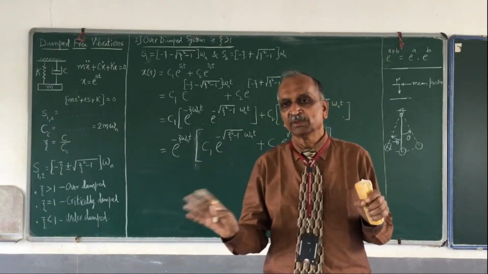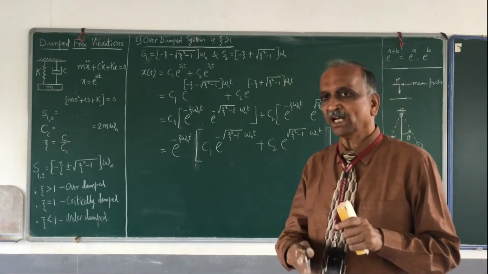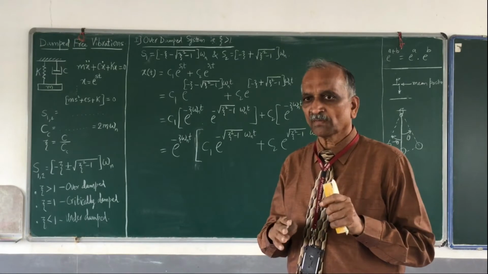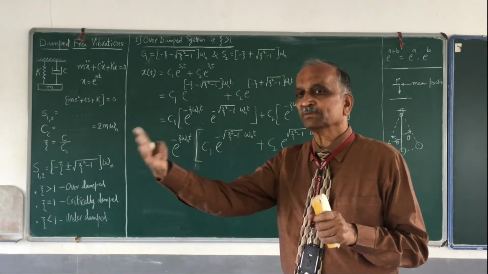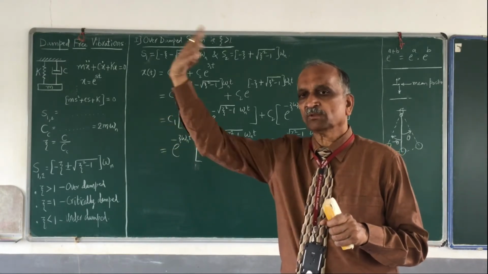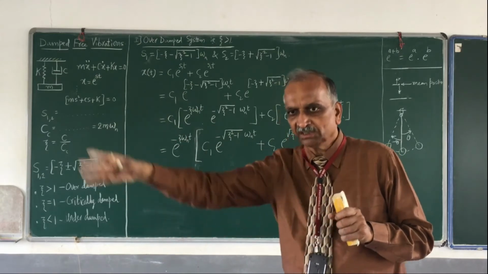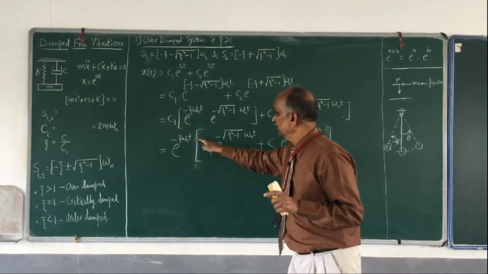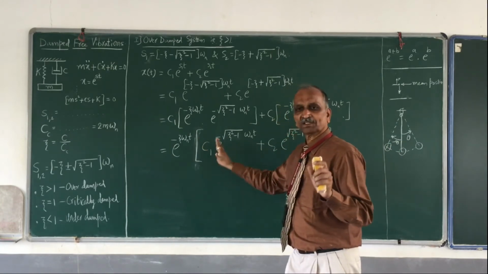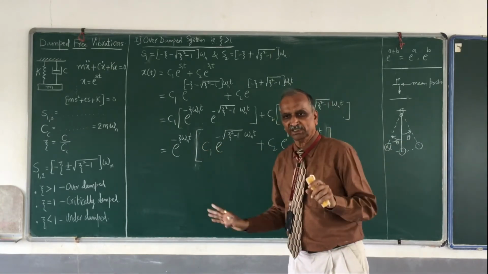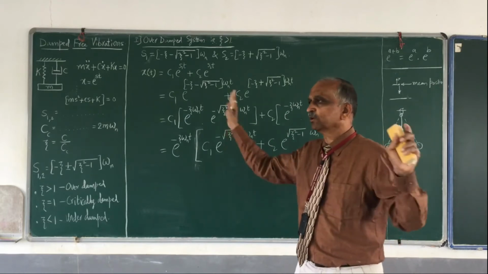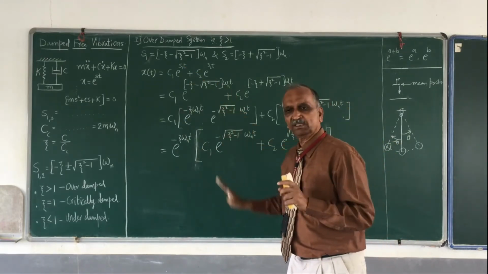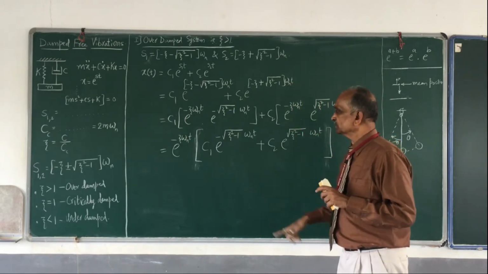T will never become negative. If you start now, you can set your clock to t equal to 0. After 2 seconds, after 3 seconds, after 10 seconds, after 1 day, t is always positive. T will never become negative. Similarly, C1 is a constant which is not going to change its sign. C1 remains the same now or after 10 days, after 10 years. C2 is also constant.